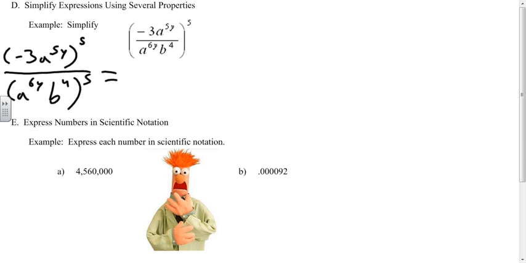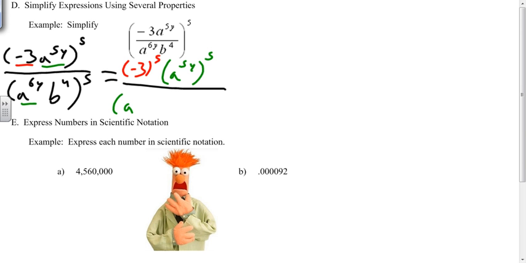Now from here, we recognize our numerator needs to be broken up into our constant. So we have negative 3 to the 5th power, and our variable of a, which then becomes a to the 5y to the 5th power. So that is our numerator. Our denominator also has an a value, so we'll use our a to the 6y being taken to the 5th power. And it has a b variable there, so we have b to the 4th being taken to the 5th power.